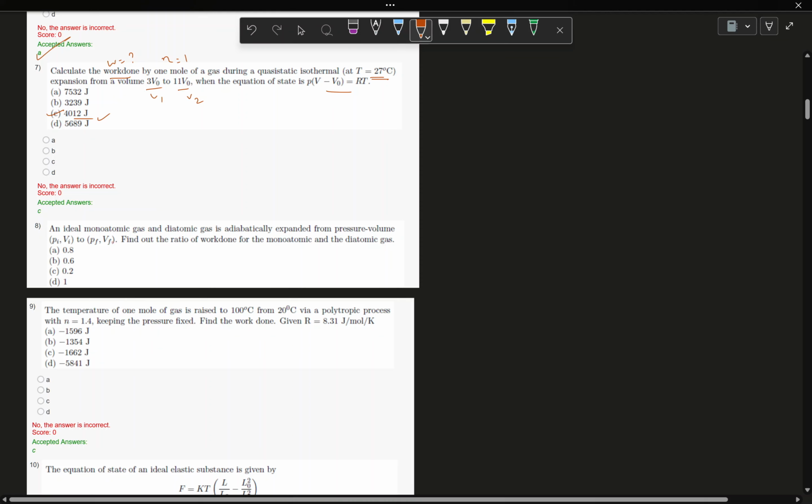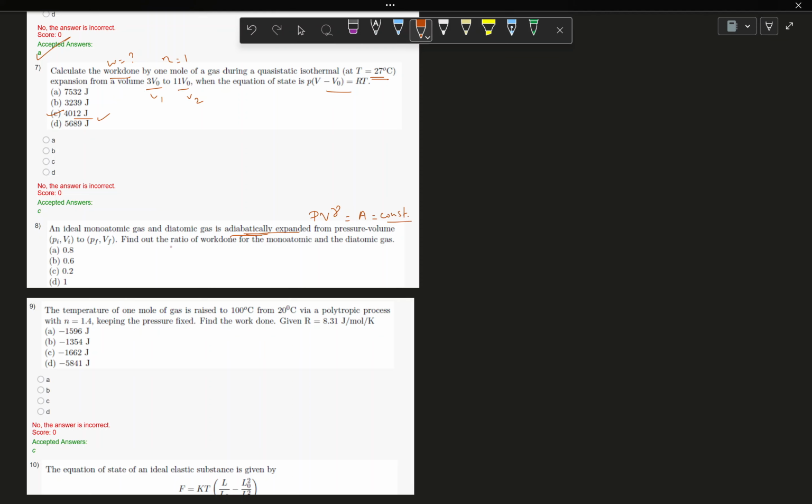It is saying that an ideal monoatomic gas and diatomic gas is adiabatically expanded from pressure volume of PiVi to final pressure volume of PfVf. Then find out the ratio of work done for the monoatomic and the diatomic gas. So you have two kinds of gas, one is monoatomic and the other is diatomic, and the process is adiabatic expansion. So you already know that if the process is adiabatic and you have the information about pressure and volume, so the immediate relation you have to remember is that PV to the power gamma equal to constant, equal to A. That is a relation you have to use here as well.